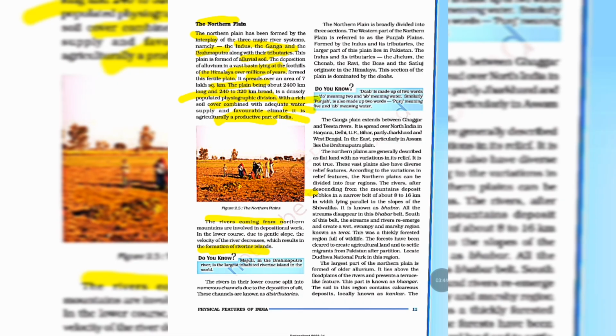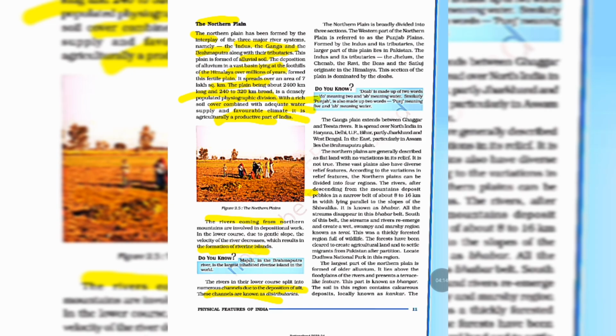Do you know that Majuli in the Brahmaputra river is the largest inhabited river island in the world? Majuli is formed by the Brahmaputra river. The river in the lower course is split into numerous channels due to the deposition of silt. These channels are known as distributaries. Tributaries join the main river, and distributaries are where the river divides into many parts.